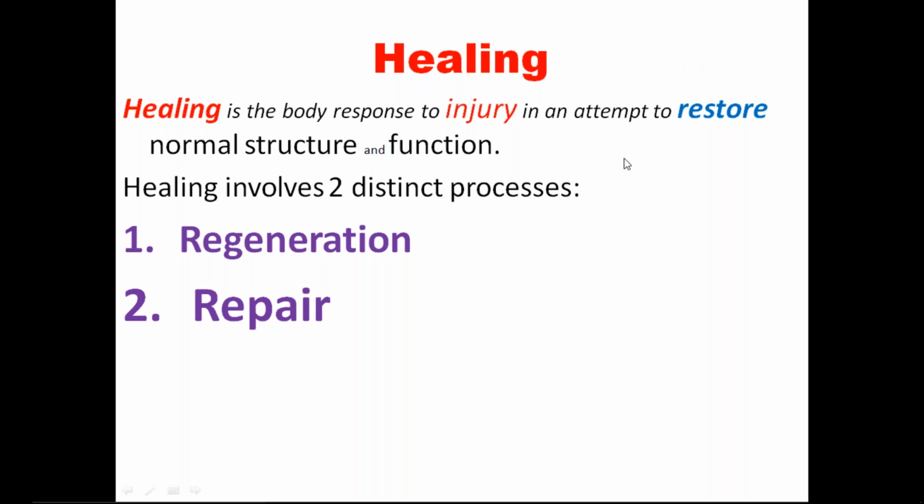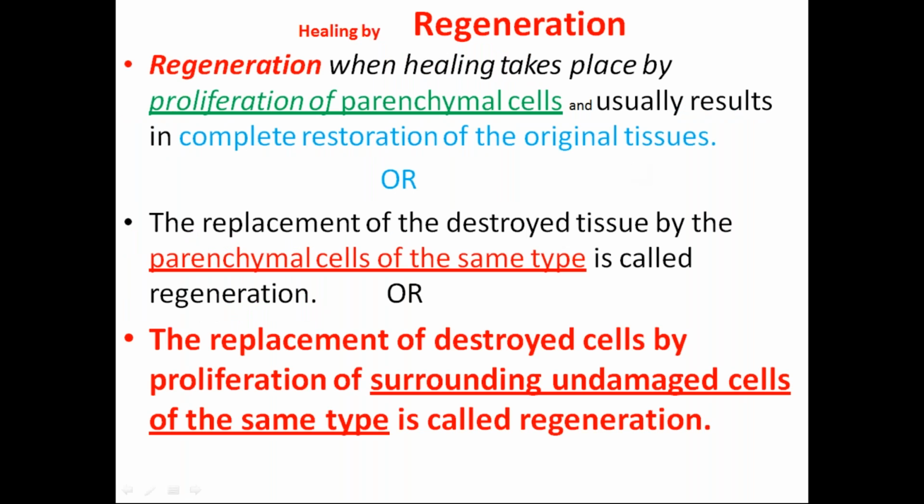What is regeneration? Healing by regeneration is when healing takes place by proliferation of parenchymal cells and usually results in complete restoration of the original tissues. Or the replacement of the destroyed tissue by parenchymal cells of the same type is called regeneration, or the replacement of destroyed cells by proliferation of surrounding undamaged cells of the same type is called regeneration.